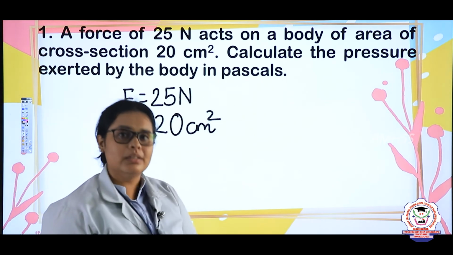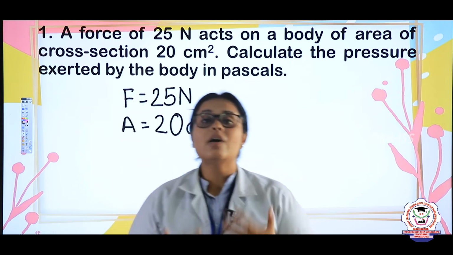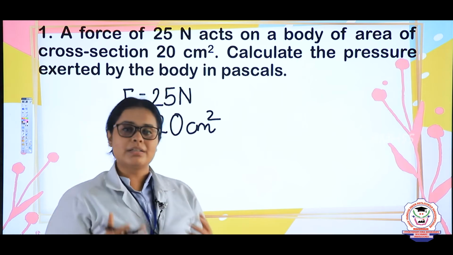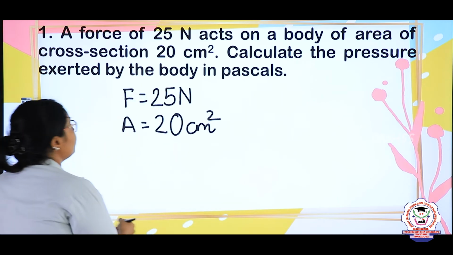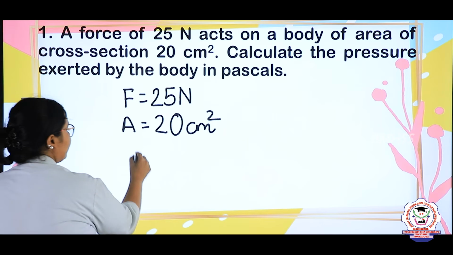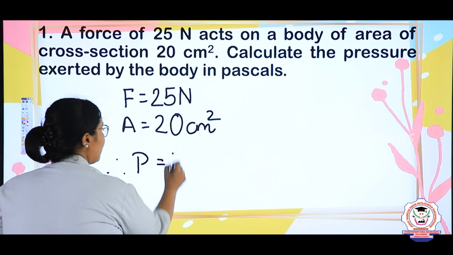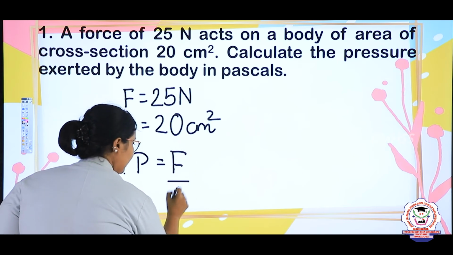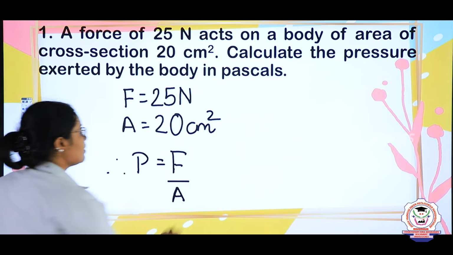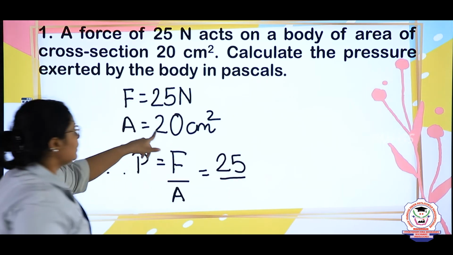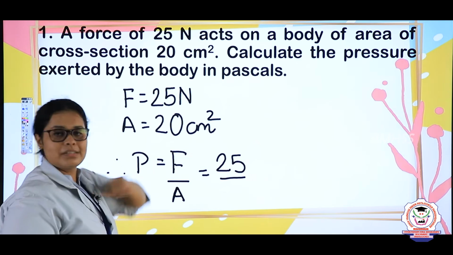So what is Pascal? Pascal is the unit of pressure, which is given the name Pascal. Okay, yes, here the pressure you can write with the formula: pressure is equal to F by A. So what is F, children? F is 25. And what is this, children? This is in centimeter squares, right?